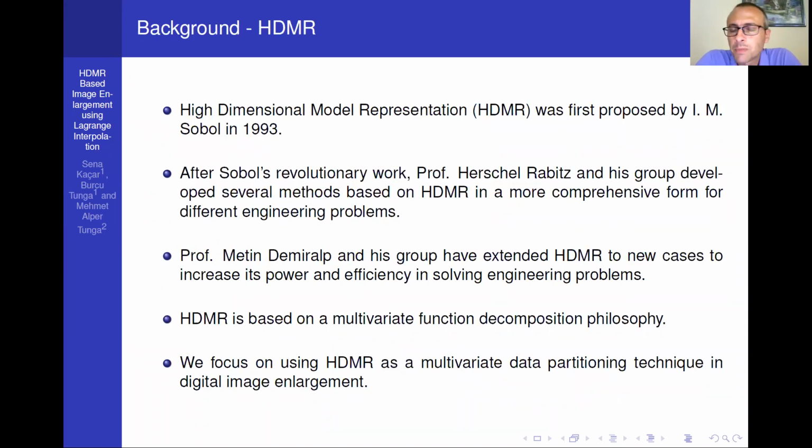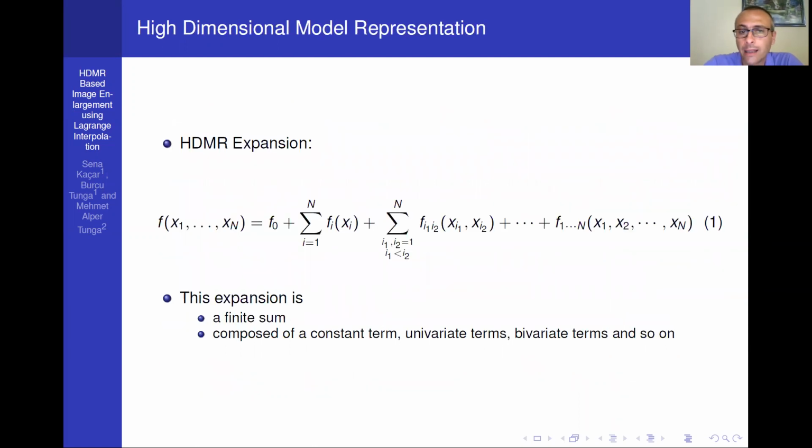High dimensional model representation was first proposed by a Russian professor, Sobol, in 1993. After that, Herschel Rabitz from the US and Metin Demirel from Turkey and their groups have worked on extending HDMR to solve different engineering problems. Nowadays there are many other groups all over the world working on HDMR. HDMR is based on a multivariate function decomposition philosophy, and we will use HDMR as a multivariate data partitioning technique in digital image enlargement.